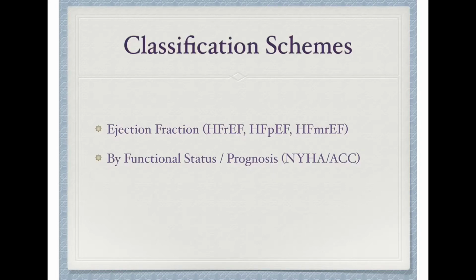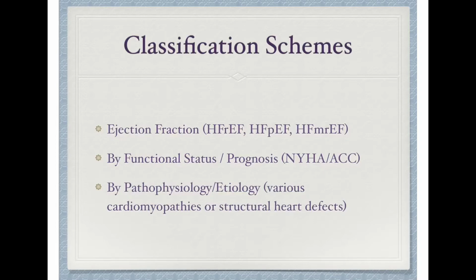We can also classify our patients by their functional status or prognosis, and for this we have the NYHA and ACC scoring systems. And then we have the underlying cause of the patient's heart failure, the pathophysiology or etiology. And these are the various cardiomyopathies or structural heart defects that are thought to be causing the patient's heart failure.